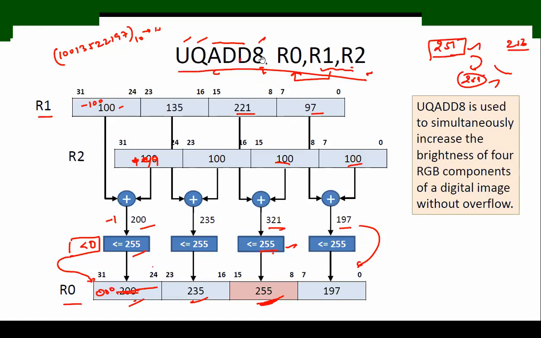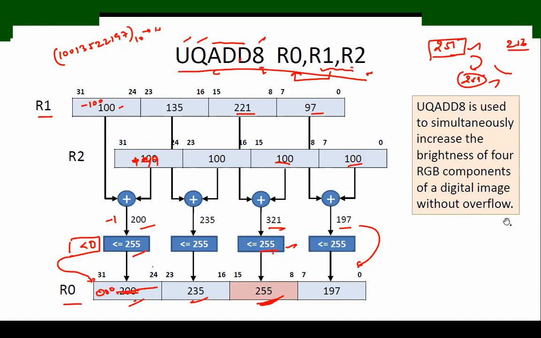We are trying to add R2 and R1, and the value is going to sit in R0. So R1 and R2 are added, and the result is going to come and sit in R0. This is used to simultaneously increase the brightness of the RGB components of a digital image without overflow.